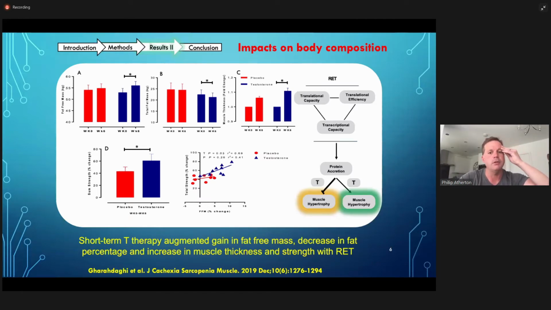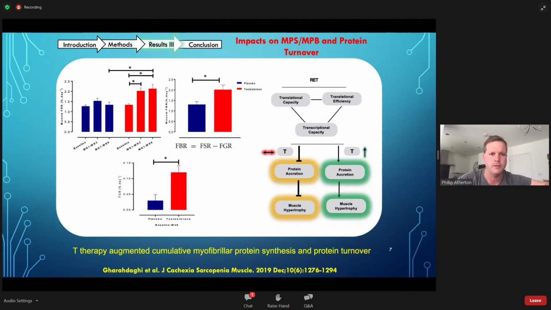And when we look at the relationship between the sum strength and the fat-free mass change, we also see in the testosterone group there is somewhat of a relationship, except in the low numbers. So we went on to have a look. On the right-hand side, you can see a bunch of things that relate to those well-established adaptive responses: translational capacity, efficiency, leading to protein accretion and eventual muscle hypertrophy. So we'll have a look at some of those data now.